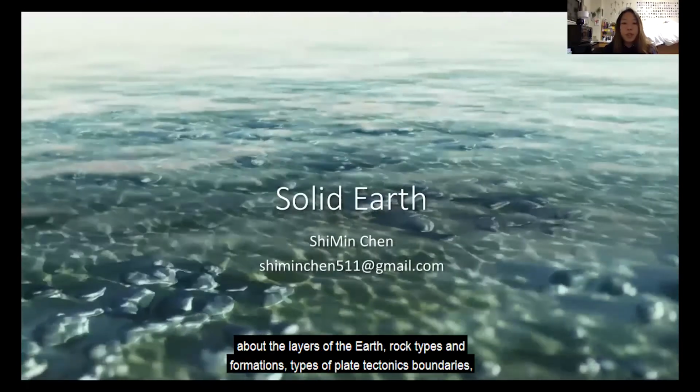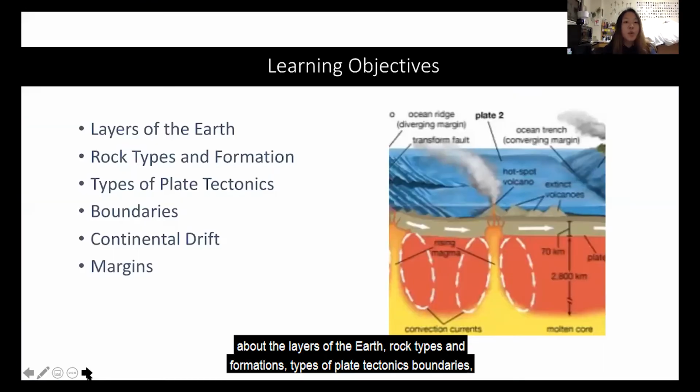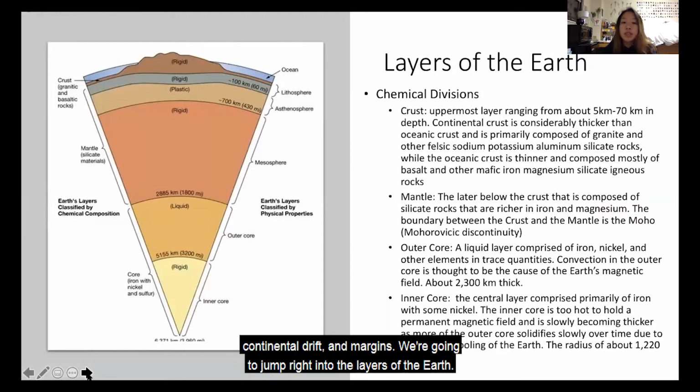Today we're going to be talking about the layers of the Earth, rock types and formations, types of plate tectonics, boundaries, continental drift, and margins. We're going to jump right into the layers of the Earth.